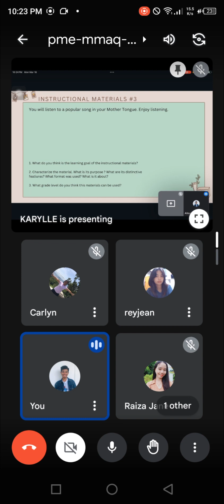So sinabi po sa tatlong instructional materials, remind po tayo kung ano po talaga yung purpose ng bawat isang instructional material. So yun lamang po yung part ko. Maraming salamat.